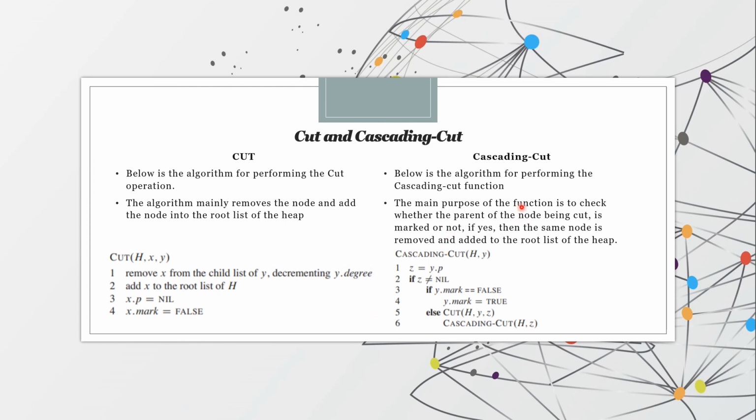And the main purpose of the cascading cut function is to check whether the parent of the node being cut is marked or not. If yes, then the same node is removed and added to the root list of the heap. So for the Fibonacci heap, there's a rule. If a node is already marked and it again loses a child, then that marked node will be removed from the tree and added to the root list of the heap and will be treated as a new tree.